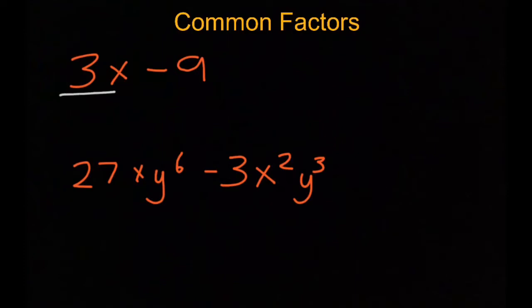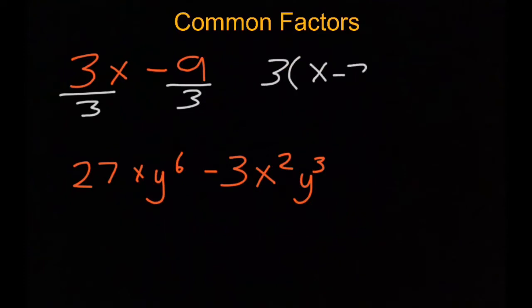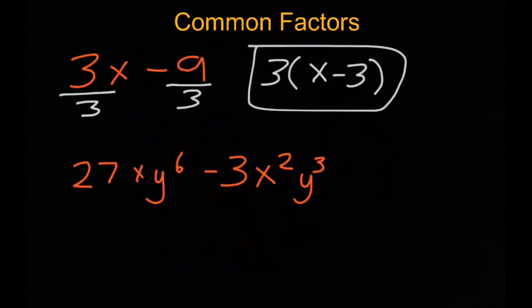For the first question, our greatest common factor is 3. So we can divide 3 out of both of these terms, and we'd be left with x minus 3. And that would be our answer right here.